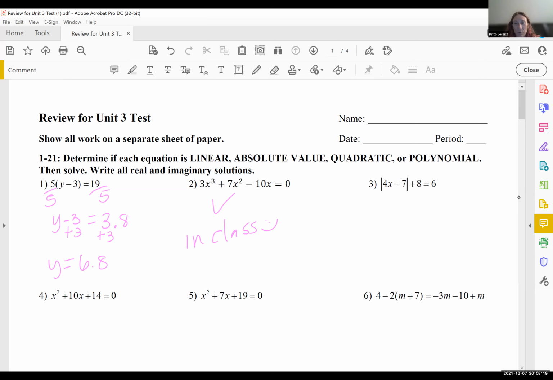Number 3, when I subtract 8, I get the absolute value of 4x minus 7 is equal to negative 2. And you can't have absolute value equal to a negative. So there's no solution. That one was easy. Great. Number 4.